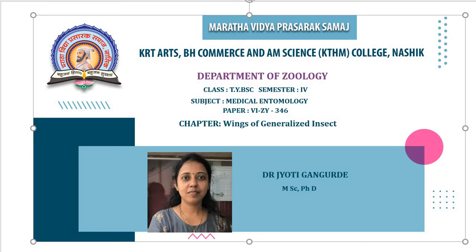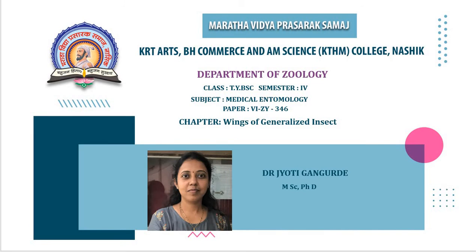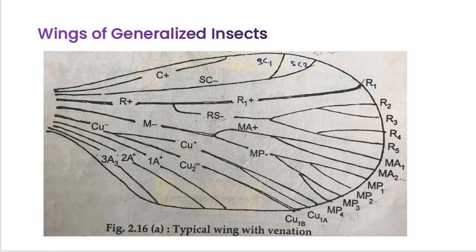Students, today we are going to discuss the wings of a generalized insect. As we already discussed in the previous lecture, the thorax or segmentation of the thorax of an insect. Now today we are going to discuss the wings of a generalized insect. Before discussing the detailed structure or the wing variation, we will shortly discuss the wings of insects.